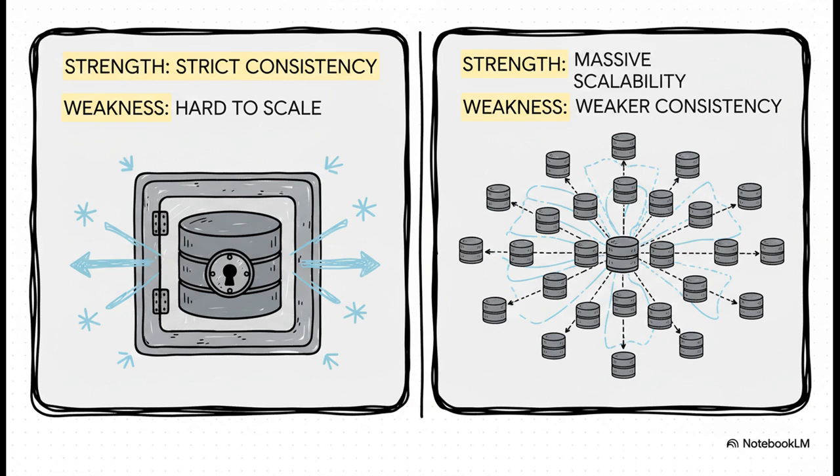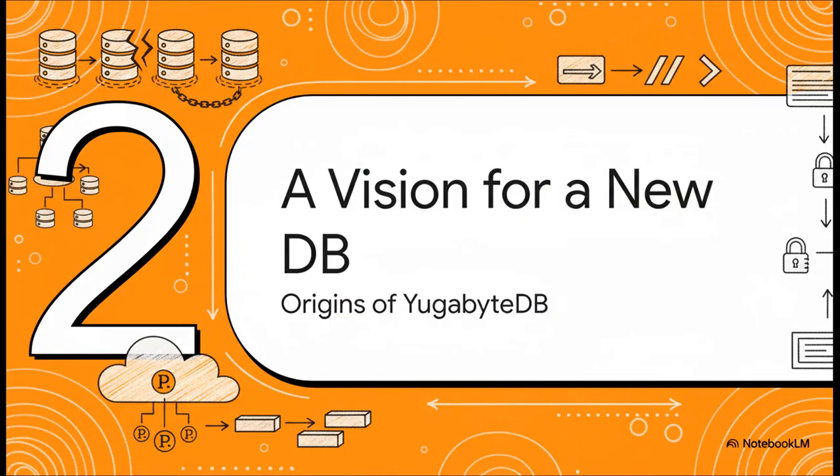Then on the other hand, you have NoSQL databases. These were built from the ground up for massive scale. But to get that scale, they often had to compromise on that strict consistency, which, let's be honest, is a total deal breaker for any app where data accuracy is everything. And it's that exact dilemma that set the stage for something new.